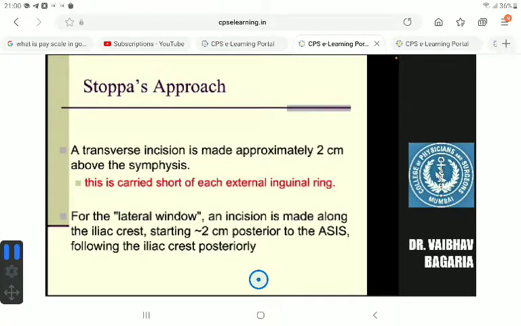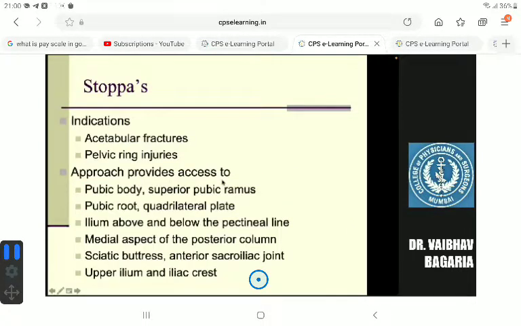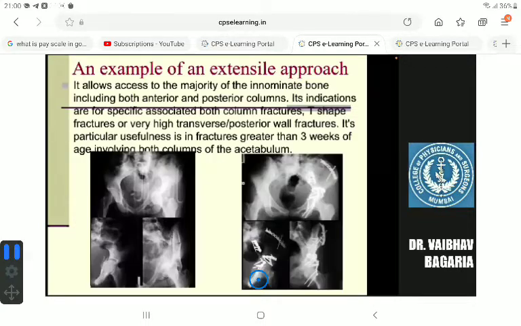Stoppa's approach, I'm a great fan of this approach. It's a transverse incision made approximately 2 cm above the symphysis pubis, and it creates a lateral window. You can extend Stoppa's approach by using a lateral window along the iliac crest. It provides very good access to the pubic body, pubic root, ilium, medial aspect of the posterior column, sciatic buttress, and upper ilium and iliac crest. So it's one of the favorite approaches nowadays.